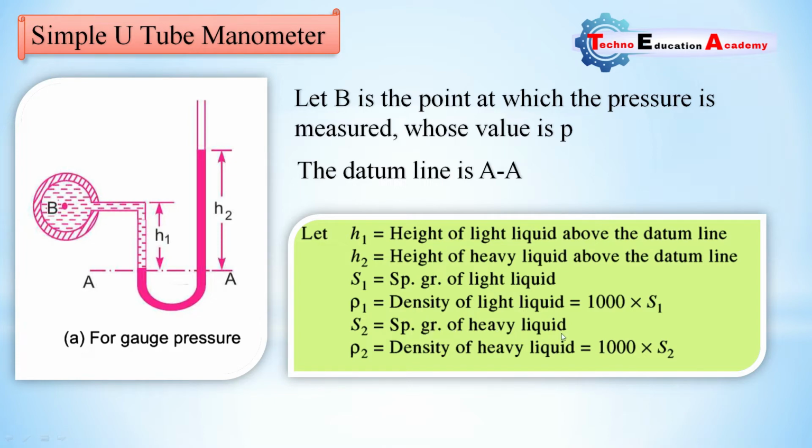S2 is the specific gravity of the heavy liquid, or high dense liquid. Rho 2, the density of the heavy liquid, equals 1000 into S2. We have already discussed that we multiply specific gravity with 1000 because 1000 is the standard density of water. So rho 2 equals 1000 into S2. So you can calculate the density of the unknown fluid, or we can say the high dense fluid, if it is not given in the data.